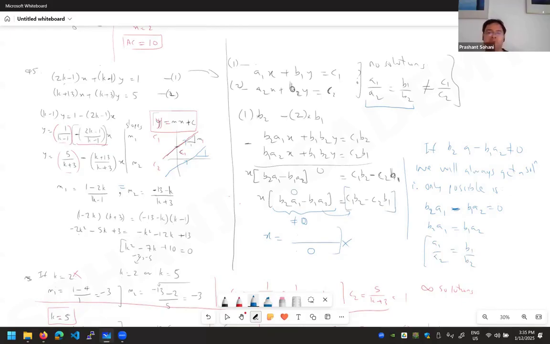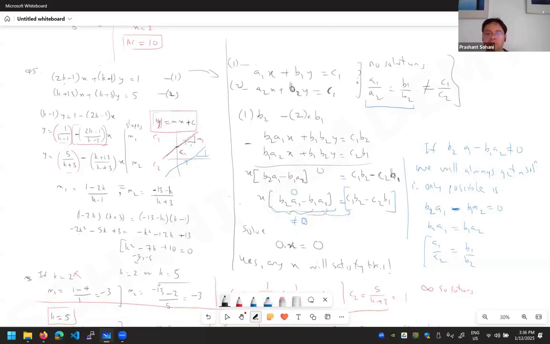even if, let us say, this term is 0, suppose I have this equation and I tell you to solve the equation 0 into x is equal to 0. Does this have any valid answer for x? Is there any value of x which satisfies this equation? The answer is yes, all of them. Any value of x will satisfy this, right? So just because the first bracket is 0 does not mean that my equation does not have any solution.